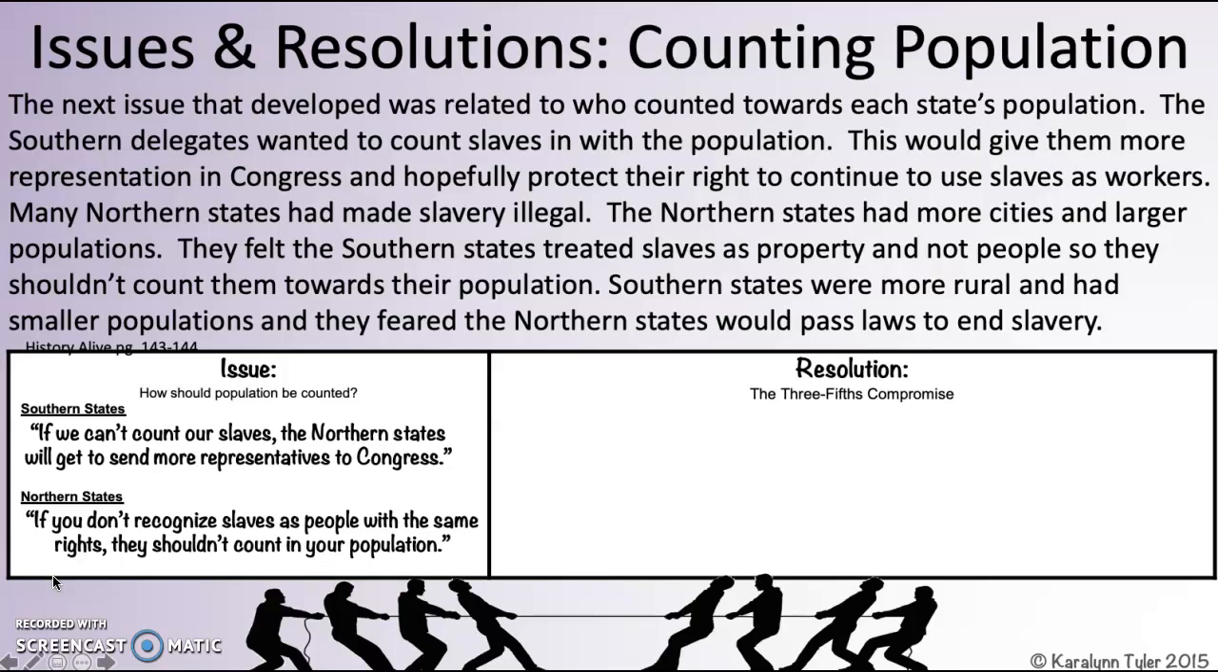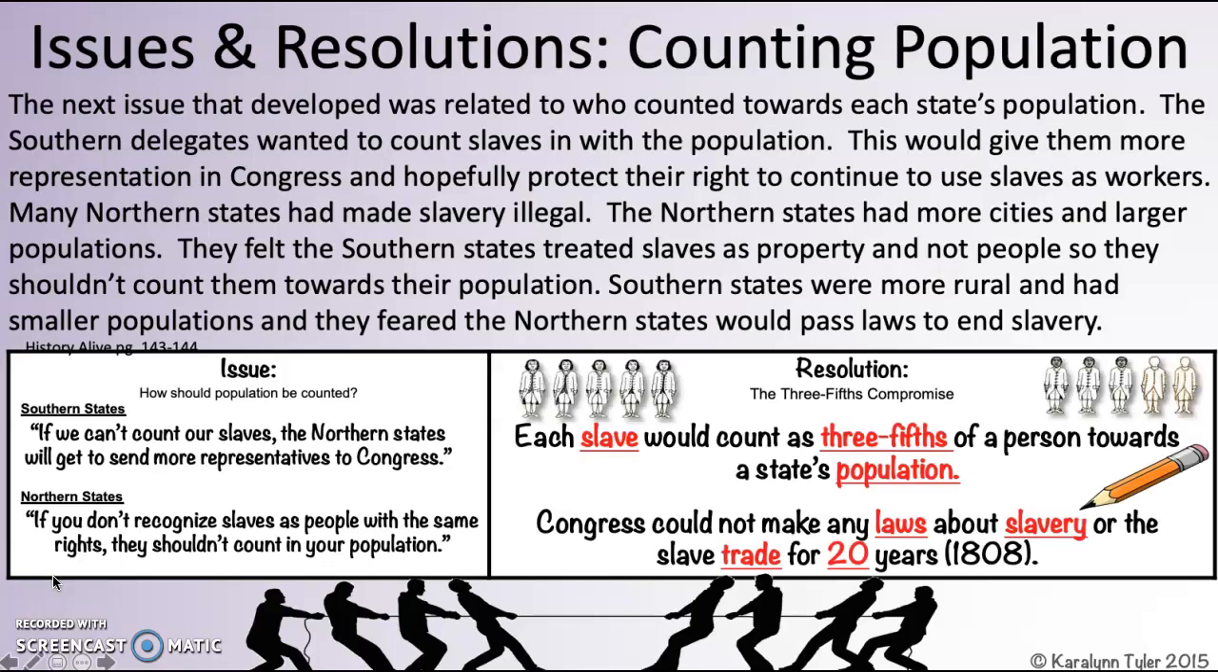So this resolution is called the 3/5 Compromise. Ben Franklin actually nicknamed it the odious compromise. And odious, the root word of odious is odor. So basically, Ben Franklin is saying this compromise stinks. It's the stinkiest compromise ever.